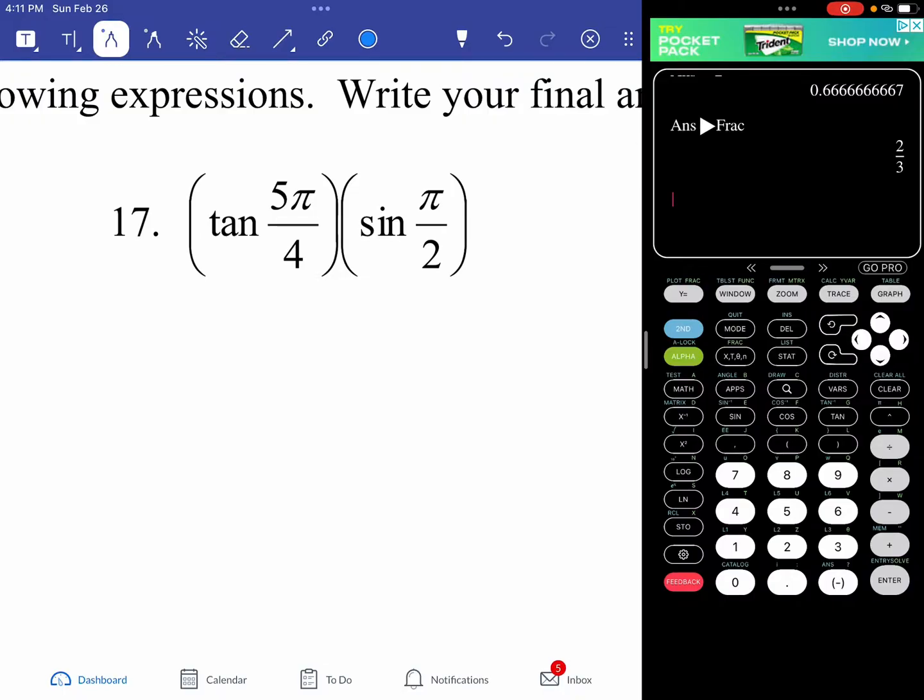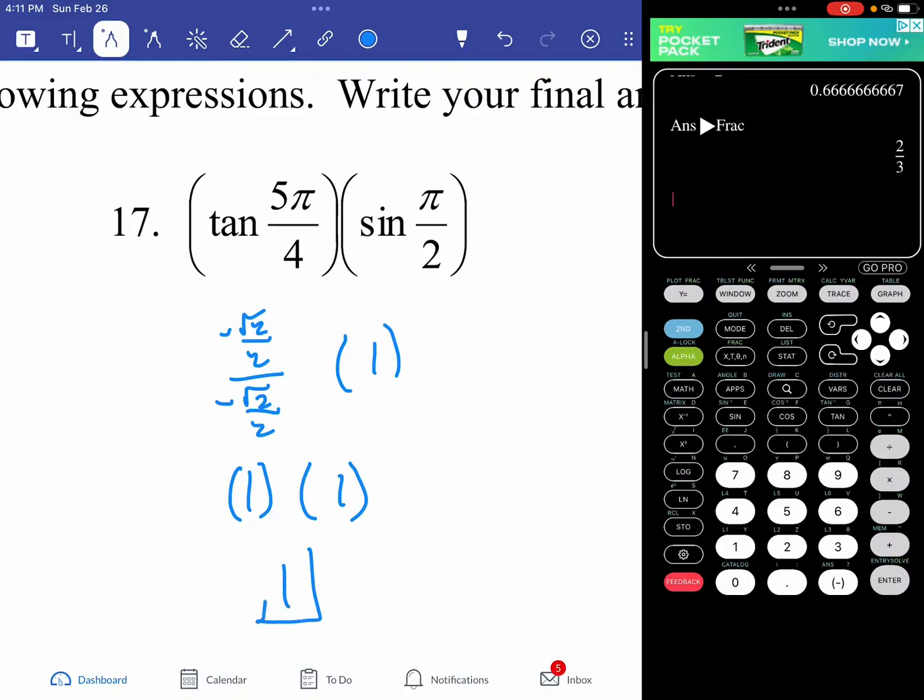So again, you have to find your unit circle. 5 pi over 4. Find the 2 points. You have negative root 2 over 2 divided by negative root 2 over 2. That just gives you positive 1. Then sine of pi over 2 is the y value, which is just 1. So we have 1 times 1, which is just 1.